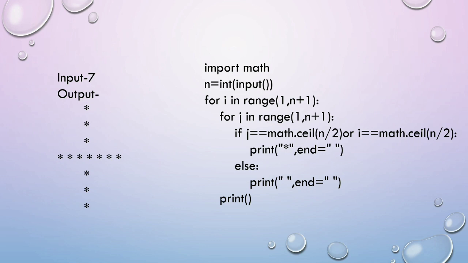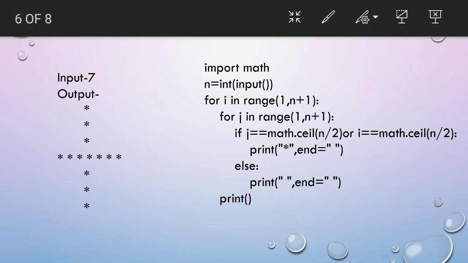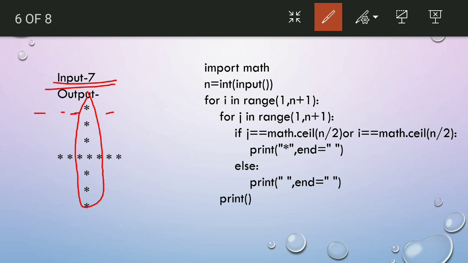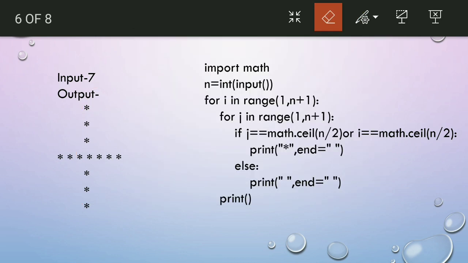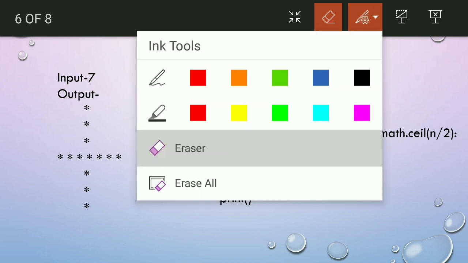Yeah, so this is the question. We have input equals 7. Just now we printed this one, which has a space of 1, 2 and 3. The fourth one also has a space of 1, 2 and 3. Same here, but here what we want is the middle column as well as the middle row.